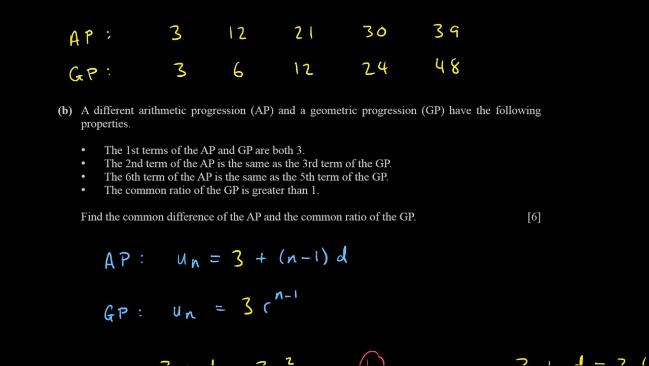Now then, let's just check if this makes sense. The first terms are both 3, well, that's true. The second term of the arithmetic progression, which is 12, is the same as the third term of the geometric, which is 12, so that's right. And the sixth term of the arithmetic progression, okay, so we need another term there, don't we? So that would be 48, that's the sixth term of the arithmetic progression. It's the same as the fifth term of the geometric, and that's true. So there we go, and we've got a simple way of checking our working, that it's all correct, and I encourage you to do that.